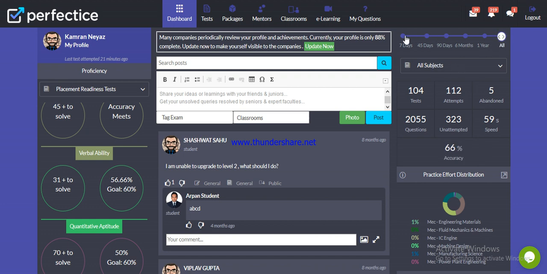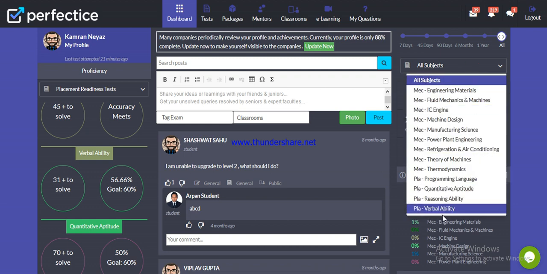We also have this range filter where students can see their performances over various periods like 7 days ago, 45 days ago, 90 days ago, or even 1 year ago. So students can understand how they have improved over a period of time or whether they are improving or not. So this helps students a lot to identify the efforts that they have put in on the platform.